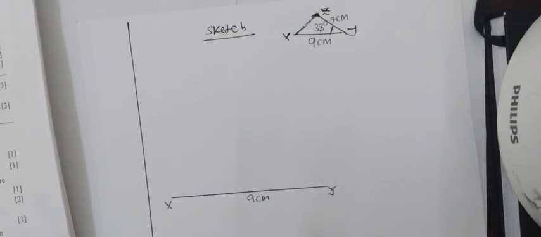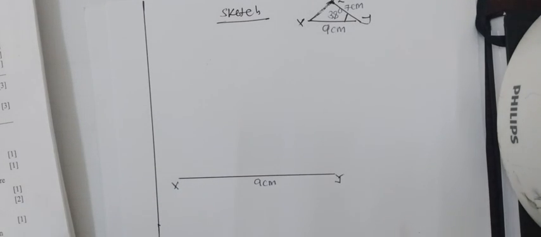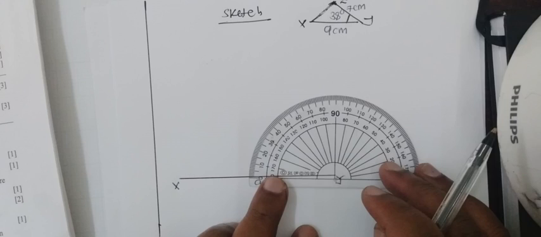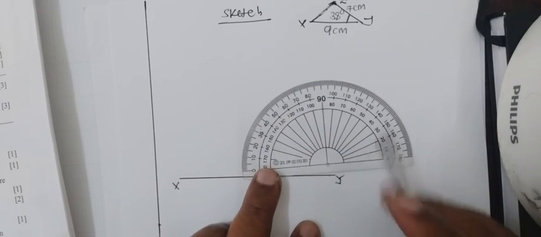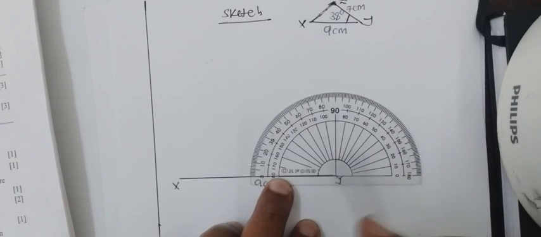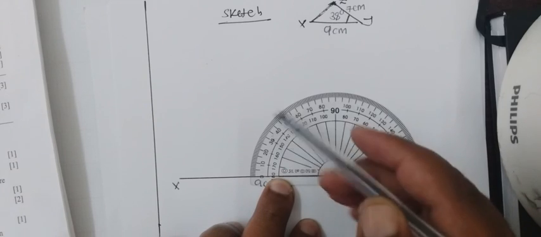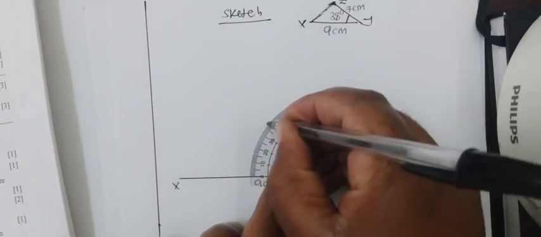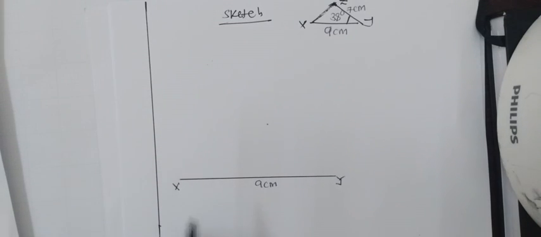The next thing that we can do is to measure an angle which is 38 degrees. So we'll use the protractor here. Look at the way I'm putting it. This point should be at the point Y here. Then adjust it like that. Start reading from the 0 mark. So I've got 0, 10, 20, 30. This is 40. So 39, 38 should be here. That's where 38 is.